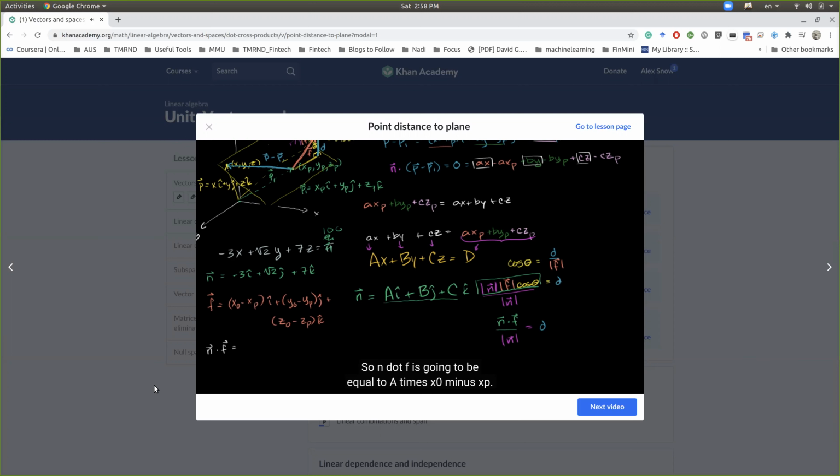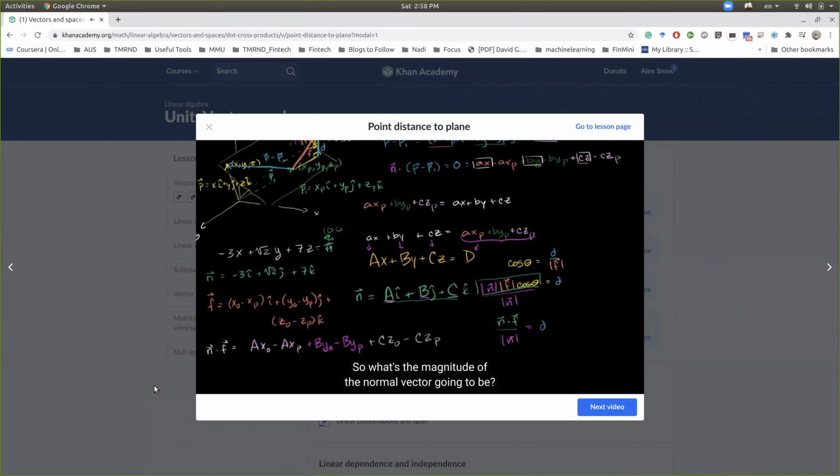So it'll be a x naught minus a xp, and then plus b times the y component, so plus b y naught, just distributing the b, minus b yp, and then plus c times the z component, so plus c z naught minus c zp, and all of that over the magnitude of the normal vector.